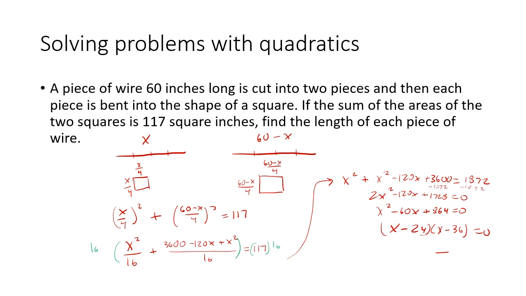36 equals 0. Okay, so x is equal to positive 24, or x is equal to 36. So either way, if you choose 24 for your x value, 60 minus 24 gives you 36, or if you choose 36 for your x value, 60 minus 36 is 24. So the two lengths happen to then be 36 inches and 24 inches, or 24 and 36, either way. So that's how you solve that problem there.